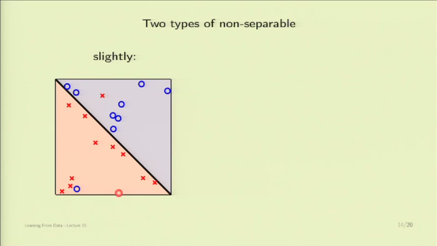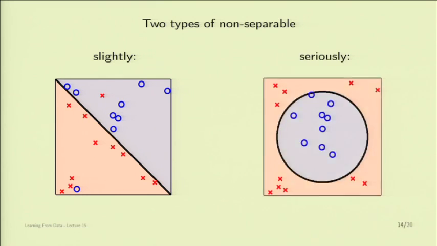So in this case, if there is a method like the pocket where I will just make errors on those, accept an E_in which is non-zero, but since the generalization is good, E_out will be okay, rather than insist on E_in being zero and then go for the generalization error being huge because I use something inordinately complex. So this is the slightly non-separable case. And then there is a seriously non-separable case, as in, you get this. It's not a question of outliers, it's just the surface is there, and you have to go to a nonlinear transformation.